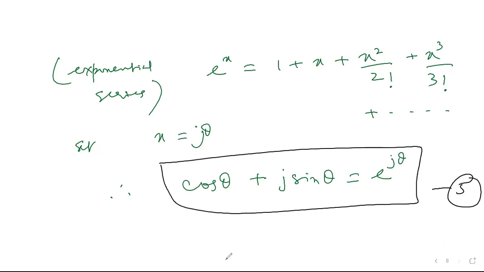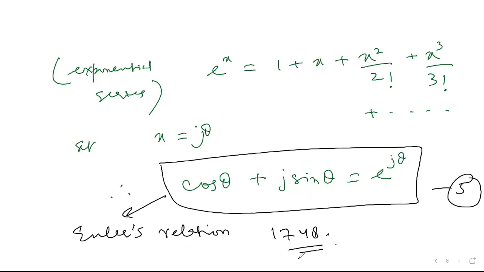Right? This is called Euler's relation. And it was set up by Leonhard Euler in 1748. So we have justified it.